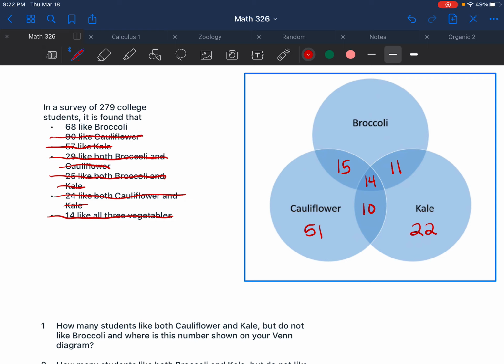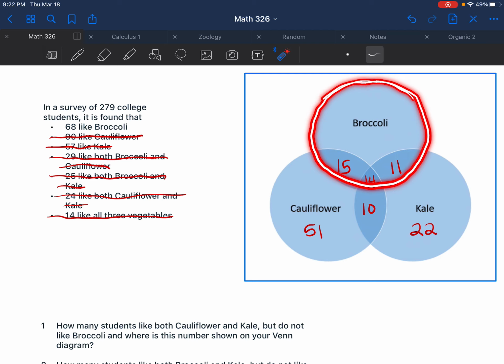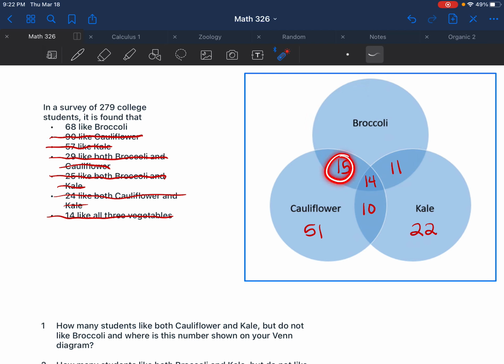Finally, on our list, we have broccoli people. 68 people like broccoli. And we are looking at this whole entire circle because everybody in this circle likes broccoli. And we already have 15, 14, and 11 people accounted for. So we add those together, subtract them from 68, and get our people that only like broccoli as 28.